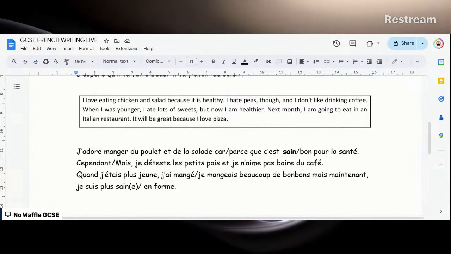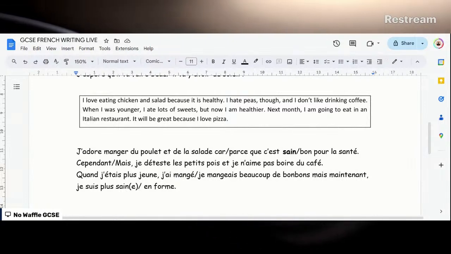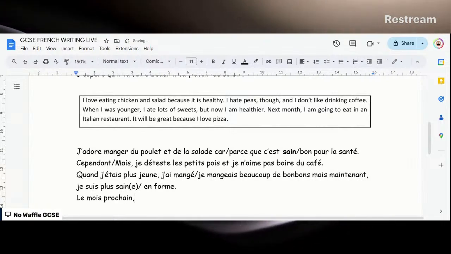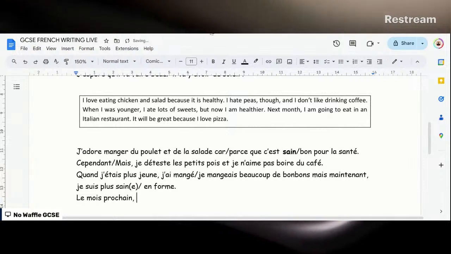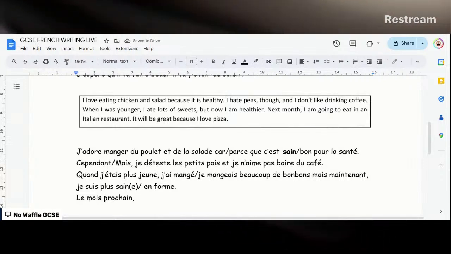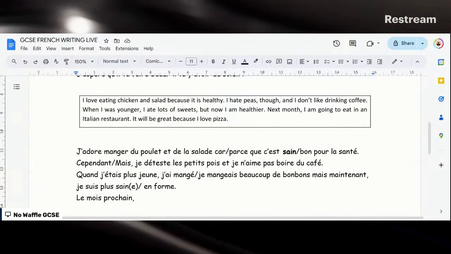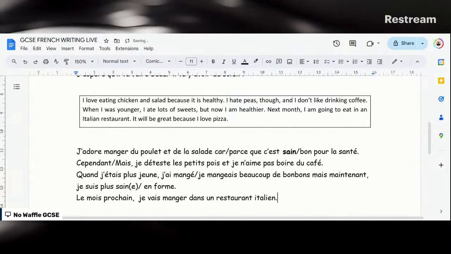Next month, I'm going to eat in an Italian restaurant. So you know next week or next year is l'année prochaine. So next month is just going to be le mois prochain. And then I'm going to eat in an Italian restaurant. So je vais manger dans un restaurant italien. If anybody has any questions, just put them in the chat.